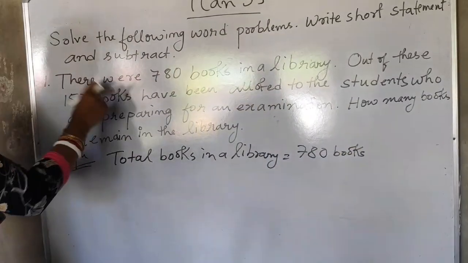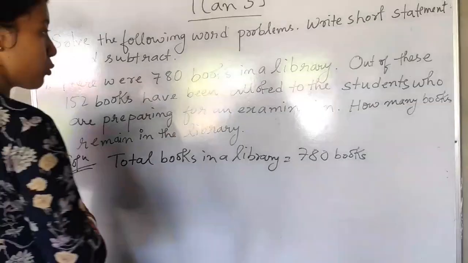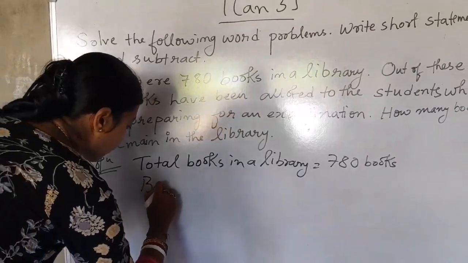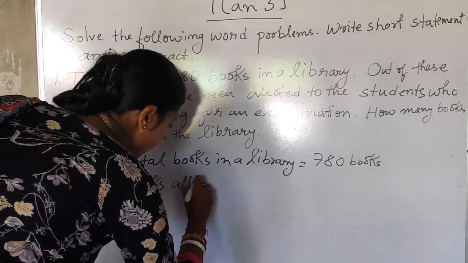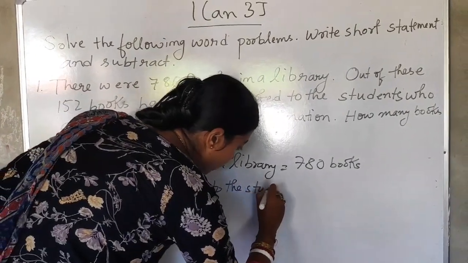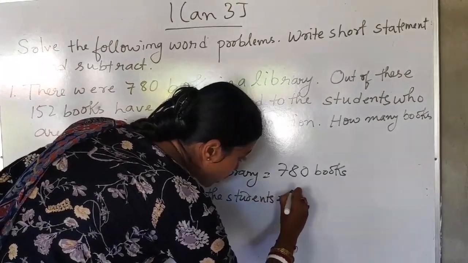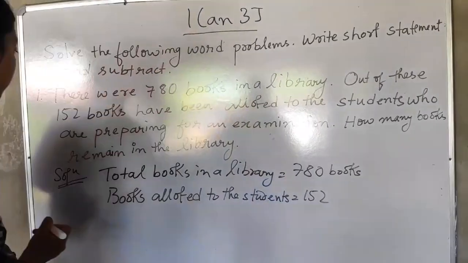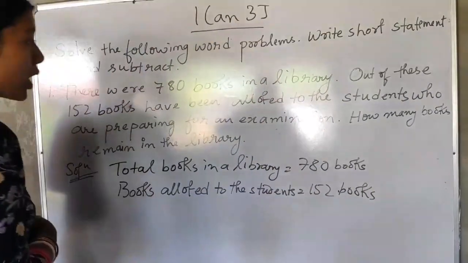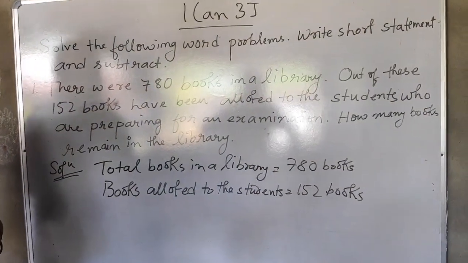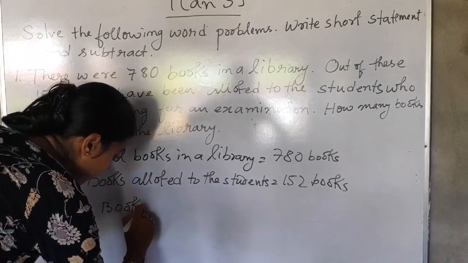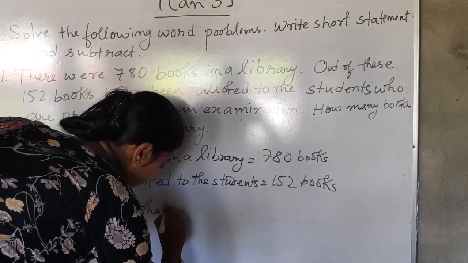Then how many books are given to the students, distributed to the students? 152 books. So you will write books allotted to the students is equal to how much? 152 books. Okay, so what do you have to find out now? How many books remain in the library? So we will write the number of books that remain in the library.